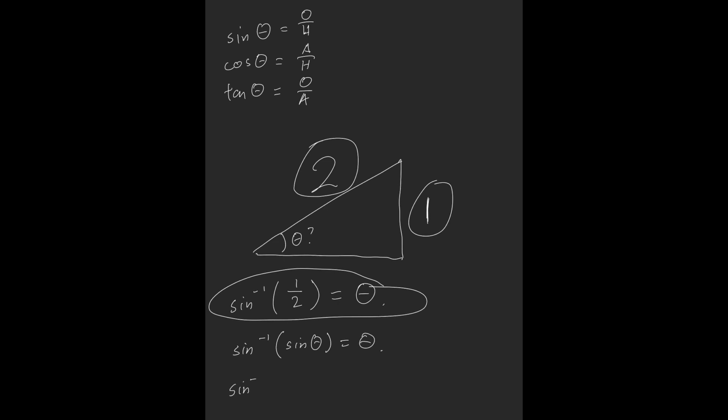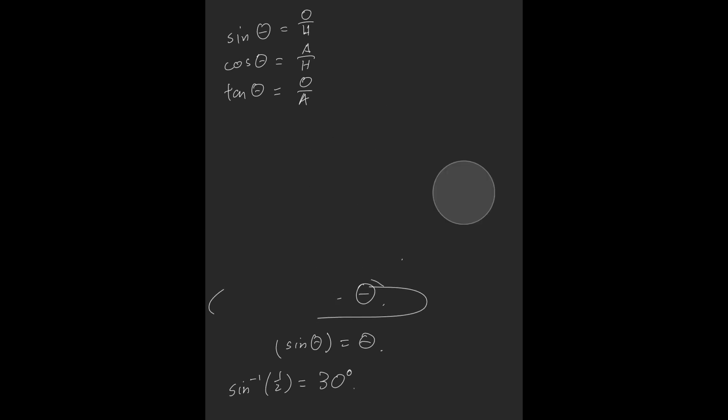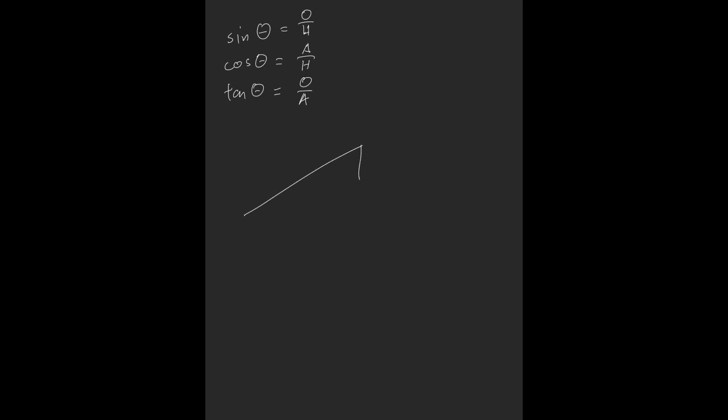We get arcsine of 1/2 is equal to 30 degrees. Let's try another one. No, hold on. Let's say we're given a triangle with now an adjacent side. The adjacent is going to be 2, hypotenuse is going to be 4.